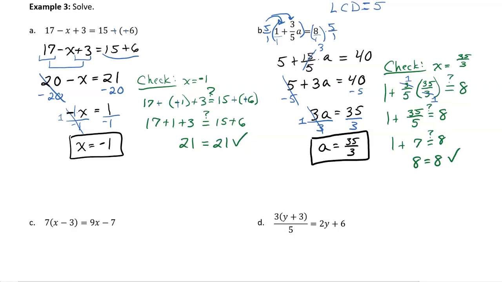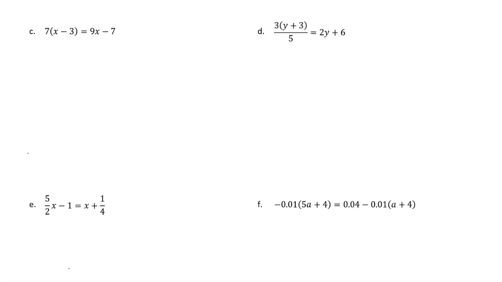We're looking to solve Part D, we have 3(y + 3), all divided by 5, is equal to 2y + 6. So I do have a fraction. I'm going to look at my LCD. The values on the right-hand side, the 2y and the 6, think of it as over 1. So my LCD is going to be 5.